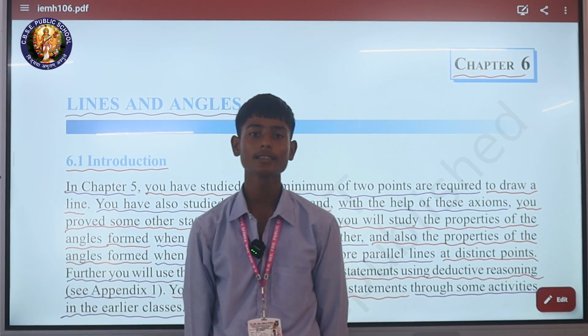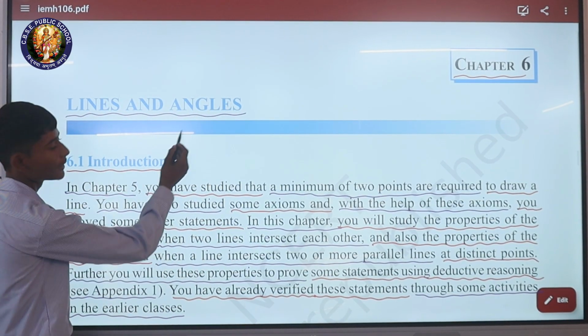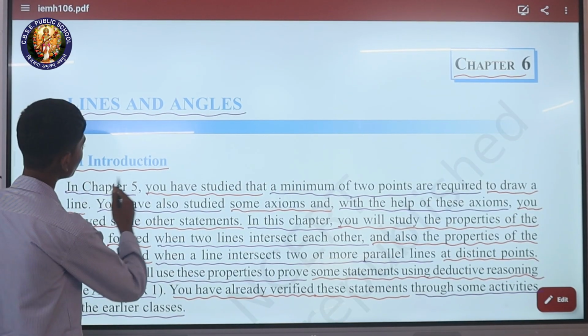Mathematics books, that is Lines and Angles. Chapter 6: Lines and Angles. 6.1 Introduction.